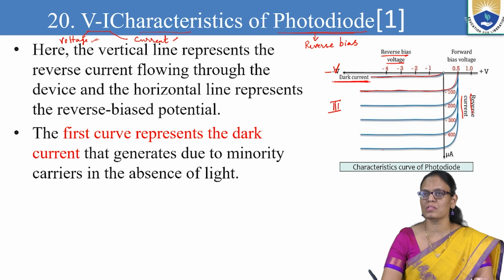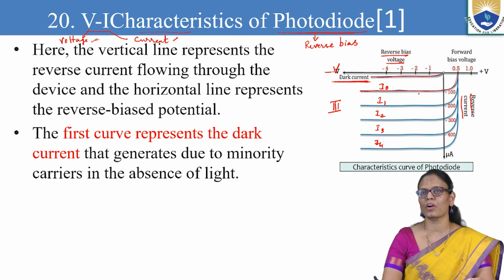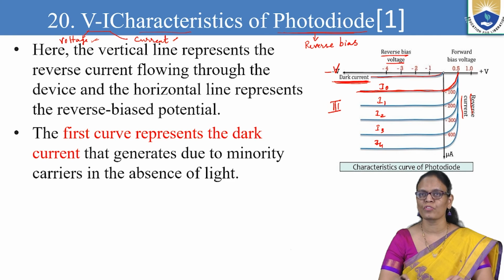So these are the plots we have for different intensities of light. If the intensity of light is I0, I1, I2, I3 and I4, for different intensities we have plotted the curves. As the voltage increases, the reverse current increases and then slowly becomes saturated. So you see it becomes stable. Only the first curve represents the dark current, which is due to the minority carriers. In the other ones, as the voltage increases, the current increases and gets saturated. So this is all about the VI characteristics of a photodiode.